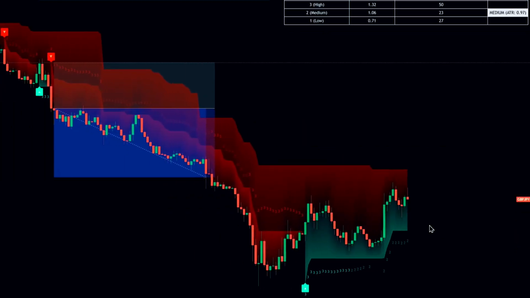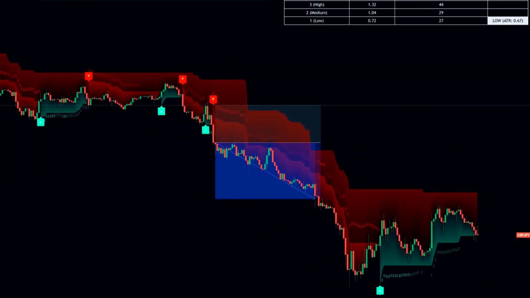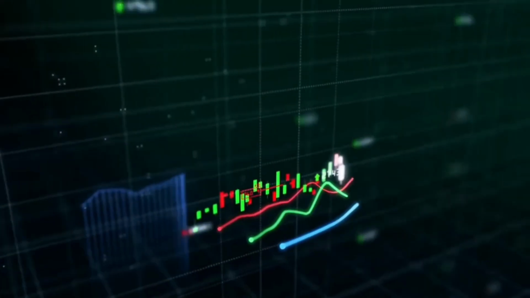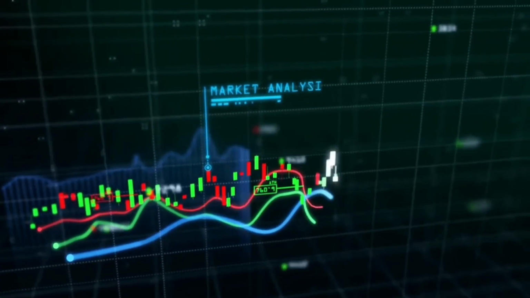The Machine Learning Adaptive Supertrend Indicator by Algolfa is a game changer for traders seeking an advanced adaptive tool for trend detection and volatility analysis. Add it to your TradingView toolkit to make your trading more precise and efficient.